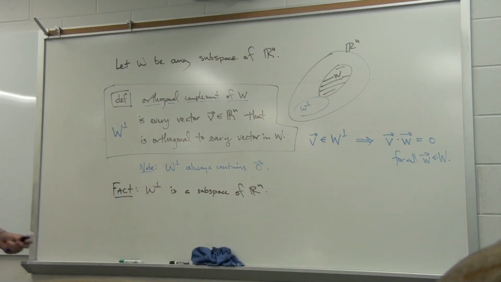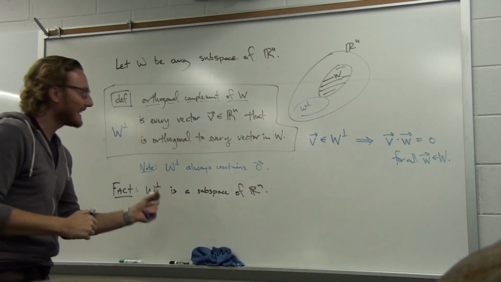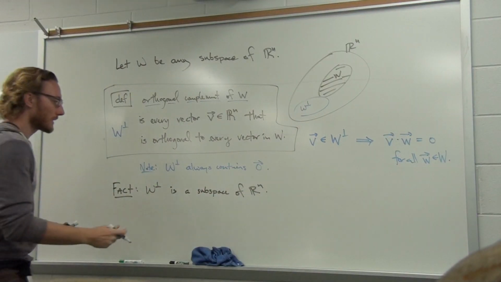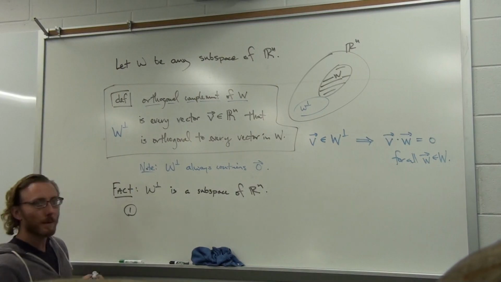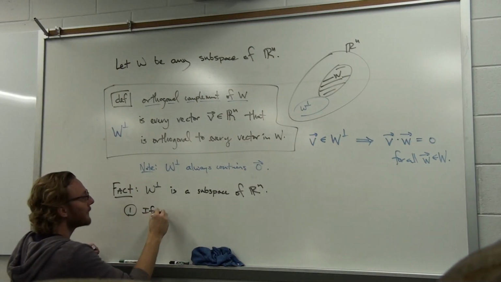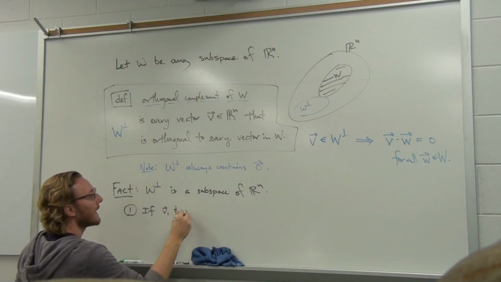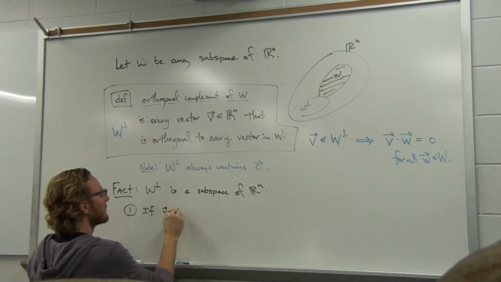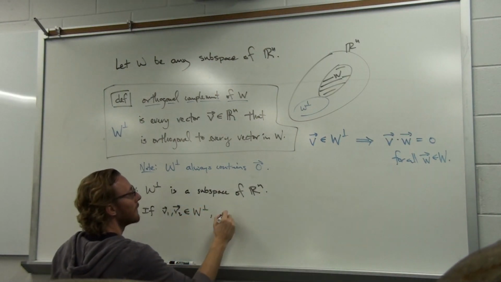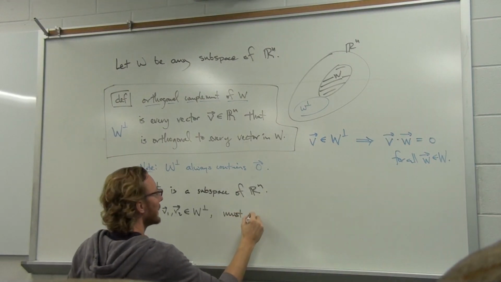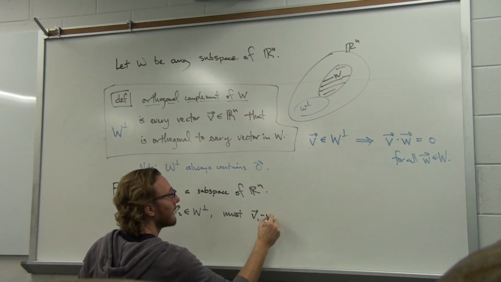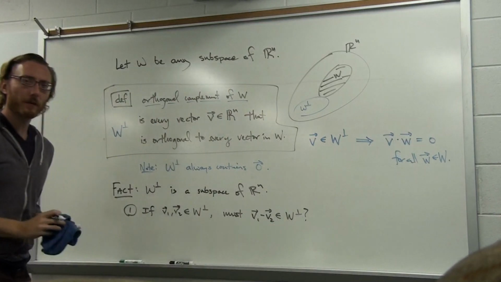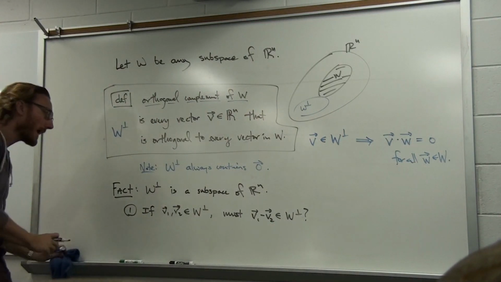So the orthogonal complement is a subspace of Rn. Let's show that here, because we can show that any collection of vectors is a subspace of a known vector space if it passes the 2 subspace criteria. The first subspace criteria is: if vector V1 and vector V2 are in the orthogonal complement, must their difference be in the orthogonal complement? This is the first subspace criteria. Are we closed under subtraction?